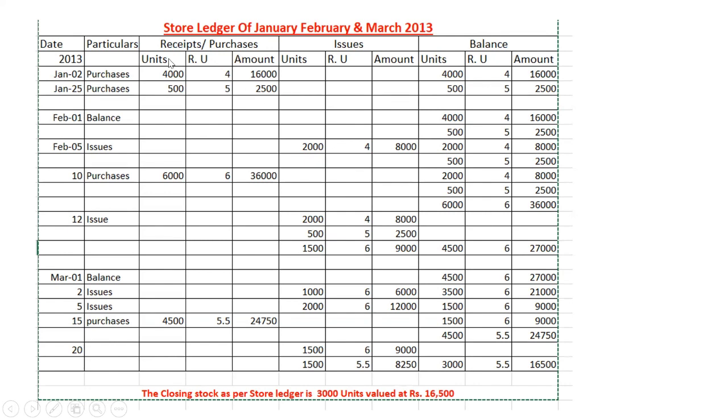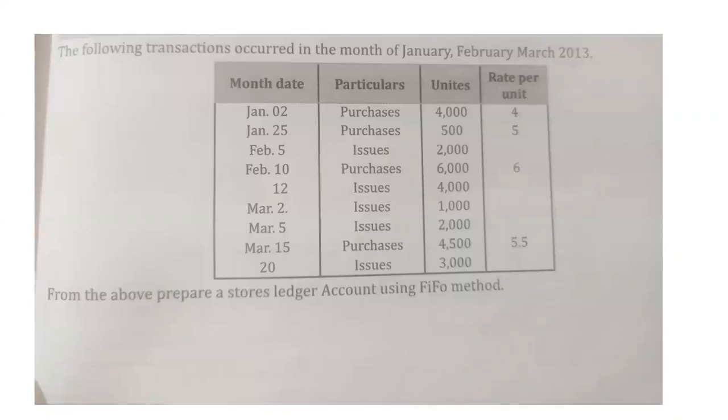Usually, in some store ledgers, there will be one more column after this, where you will mention the invoice numbers or purchase order numbers, everything for your future reference. So there may be one more column also. For your exam purpose, this is fine. So we will see the question.